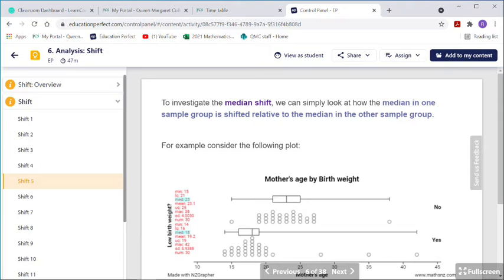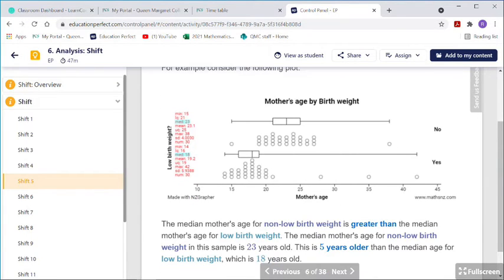All right. So to investigate median shift, you can simply look at how the median in one group is shifted relative to the median in the other one. So this median is shifted to the right, therefore this median is higher. Because again, remember that we're measuring on a number line. So the further you go right, the higher the numbers get. Okay. So what that tells us in context is that the median mother's age for non-low birth weight is greater than the median for low birth weight.